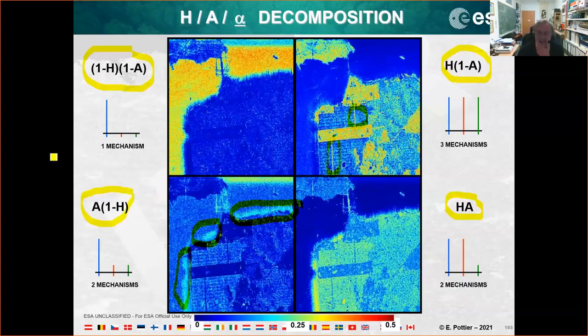Okay, so if we continue, this is the end of the decomposition we did with the chain. What we call the entropy, anisotropy, alpha decomposition, because the most important parameters concern these three parameters: entropy, anisotropy and alpha, and you will see that we can do a lot of things with it. Also with tomography, also with PolInSAR, they are using this kind of information.